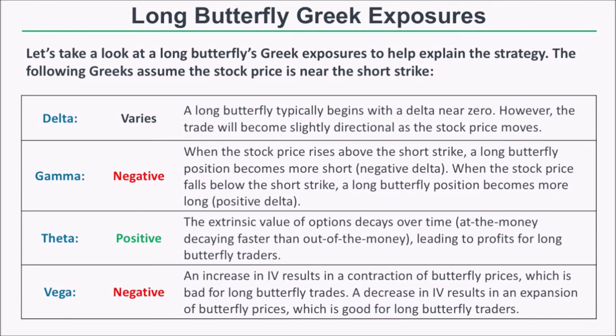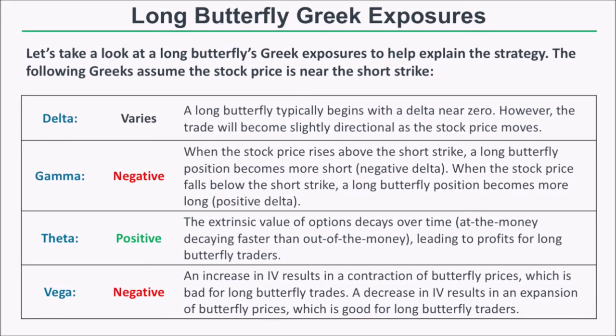Now this should make intuitive sense because you want the stock price to be right at your short strike at expiration. So naturally, if the stock price increases to a value higher than the short strike price, then you want the stock price to come down, and that's represented by your negative delta. Conversely, if the stock price falls below the short strike price, you want the stock price to increase back to your short strike price, and that's represented by your positive delta.